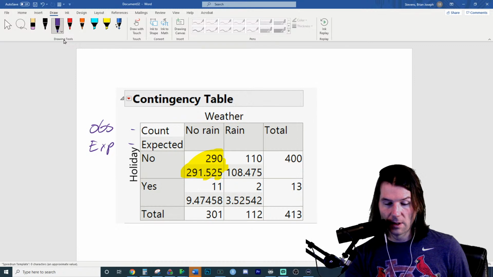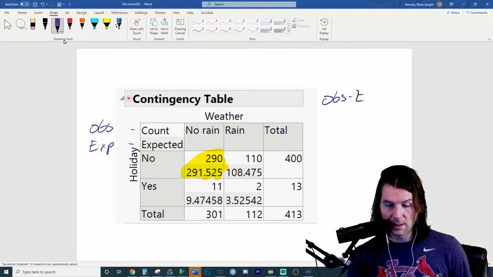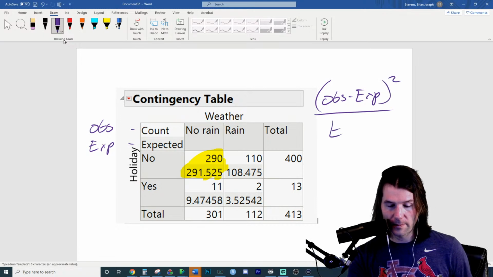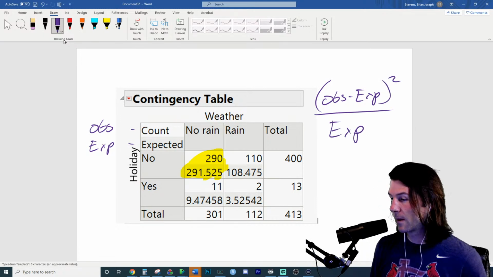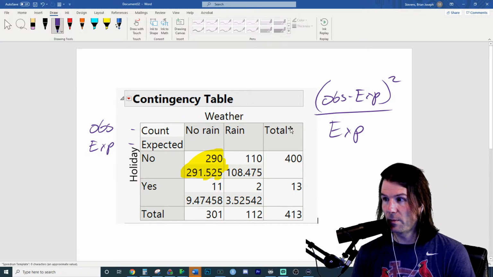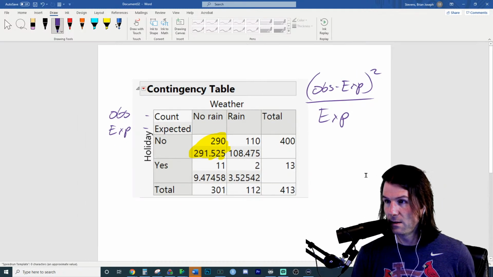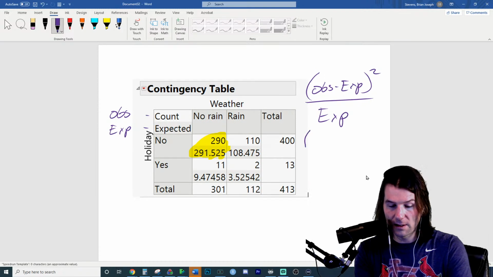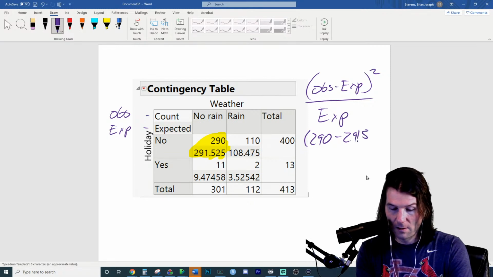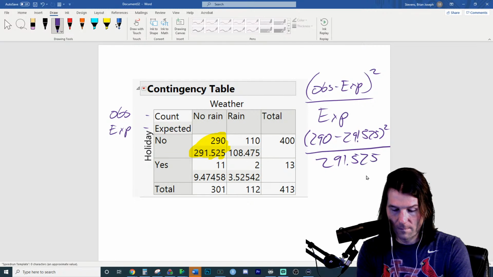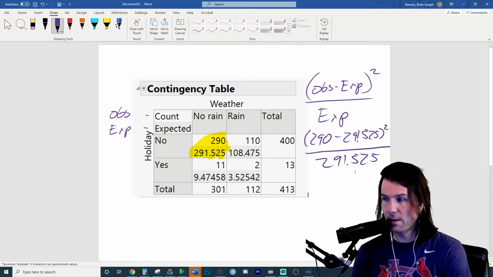The count is the observed, so we want to do the observed minus the expected, which we see on the screen right there, squared over the expected. This is the cell chi-squared. I'm going to start writing it out, see if you can solve it. It's good practice. It's going to be very small, actually.